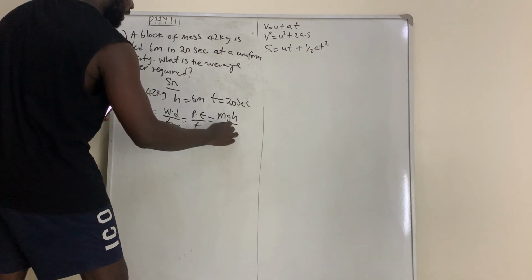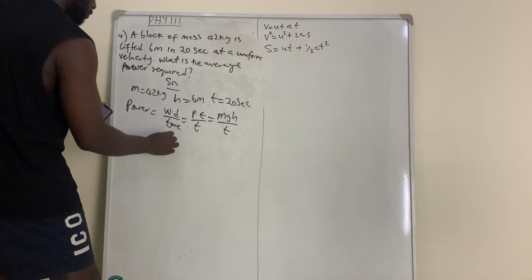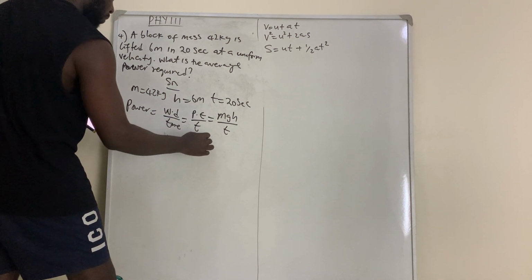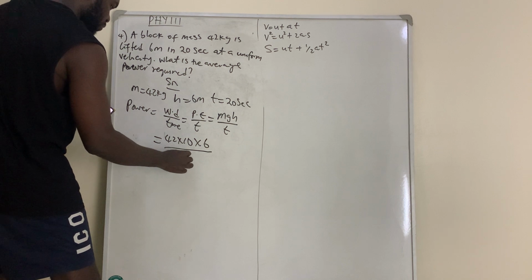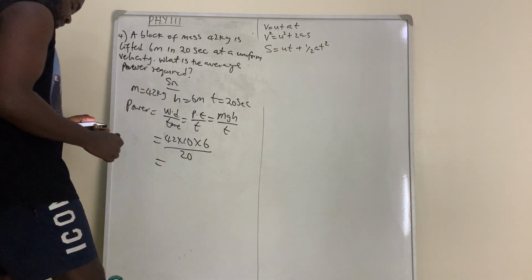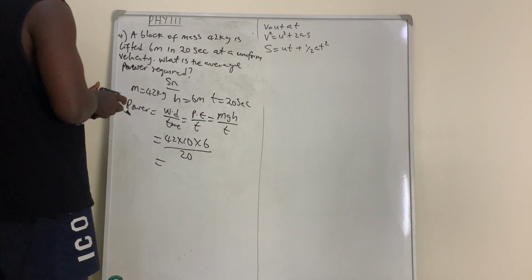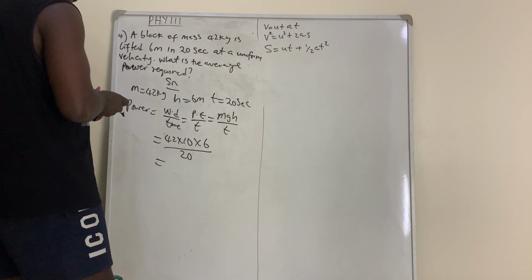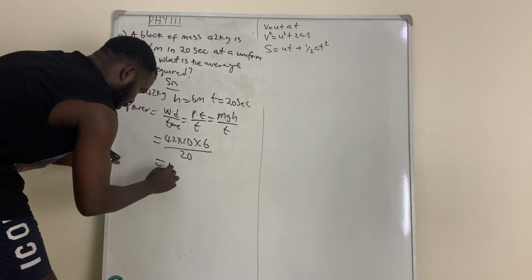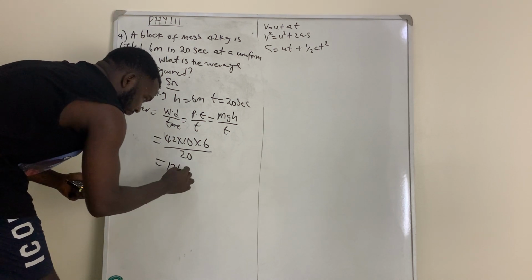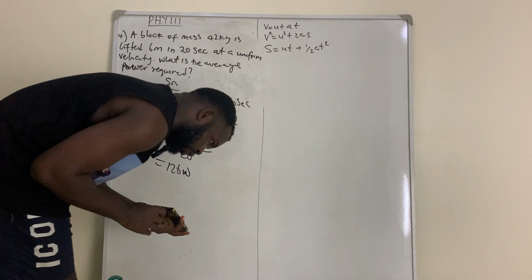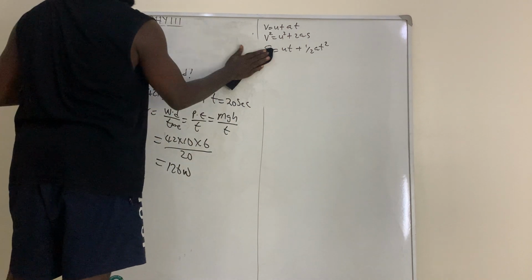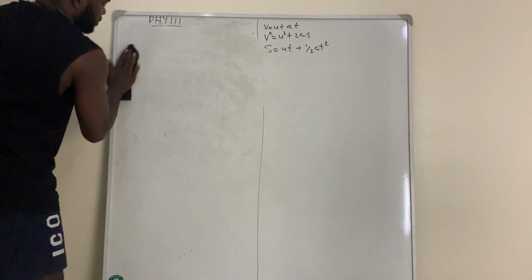mgh over time. So what is my m? 42, times my g, acceleration due to gravity, 10, then times my height, 6, divided by 20. So what do we have now? We're going to have 42 times 6, then divided by 2. So I'm going to have 126 watts. Don't forget that power is measured in watts. Okay? So these questions are very, very simple to solve. So we move to the next question.